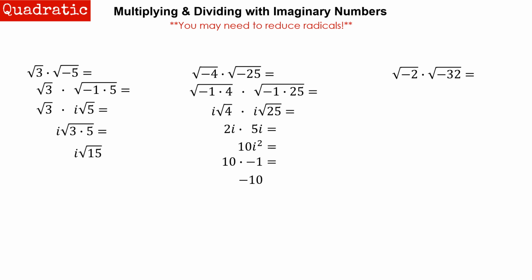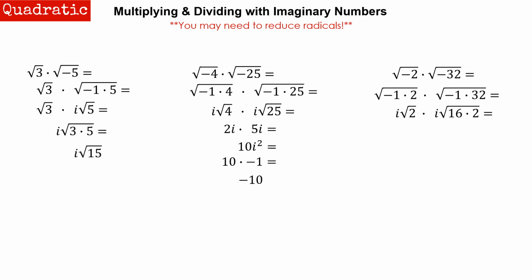And let's look at the last one. The square root of negative 2 is the same thing as the square root of negative 1 times 2. The square root of negative 32, the square root of negative 1 times 32. I hope this is getting into your brain because I seem to be saying a lot. Anyway, we're going to have i times the square root of 2 for the first one.